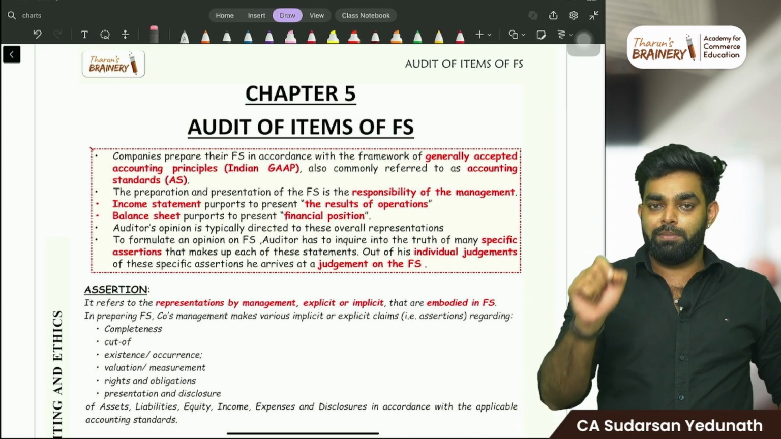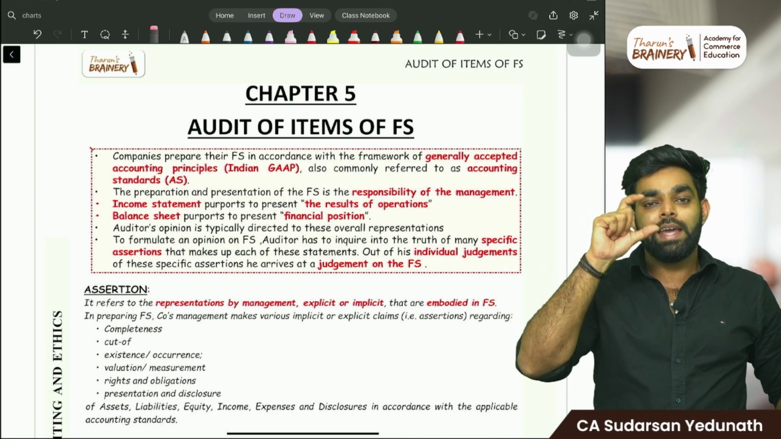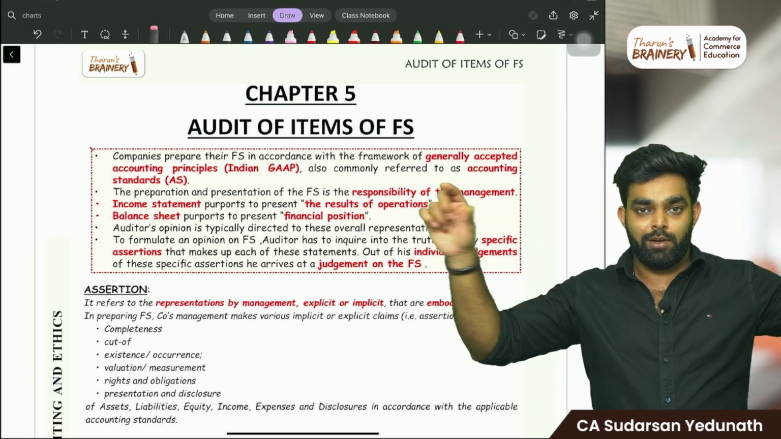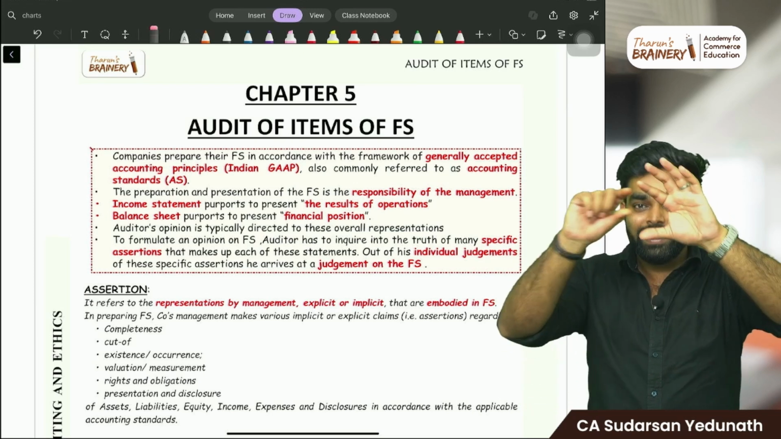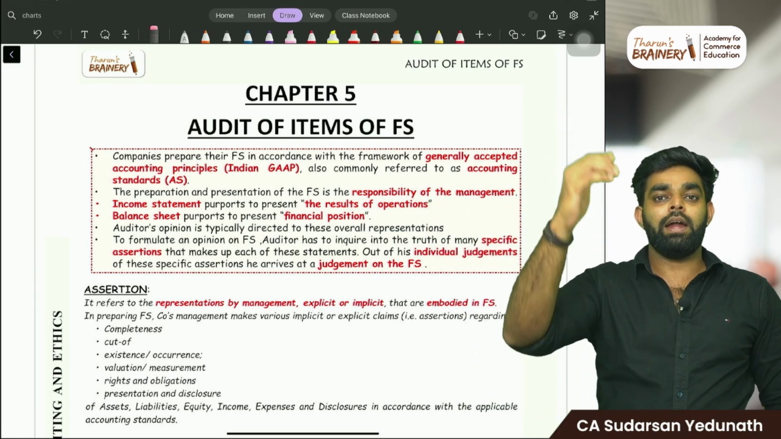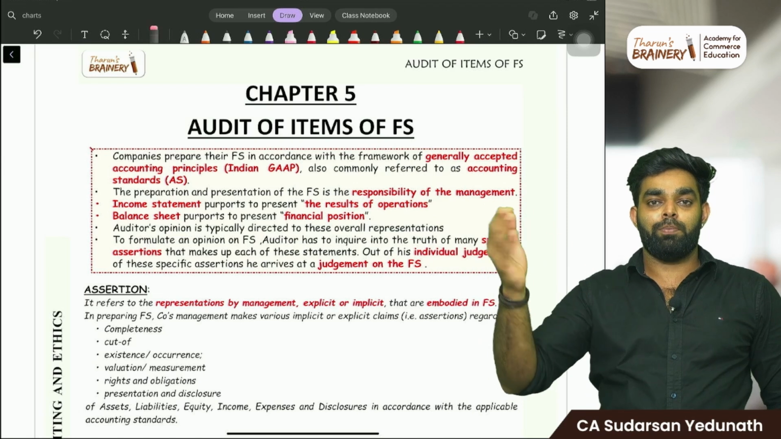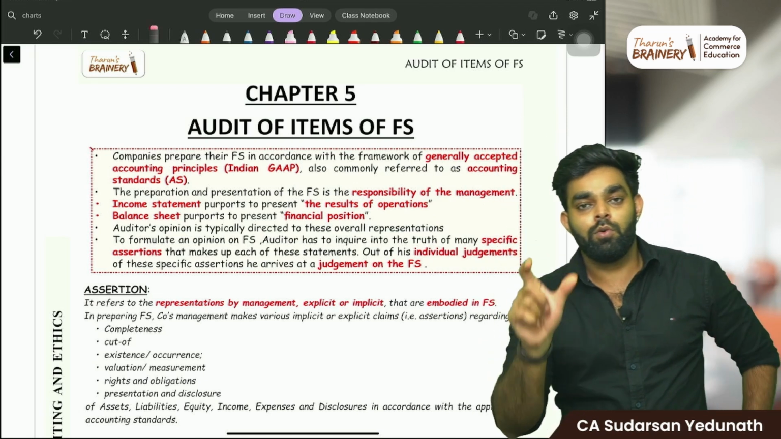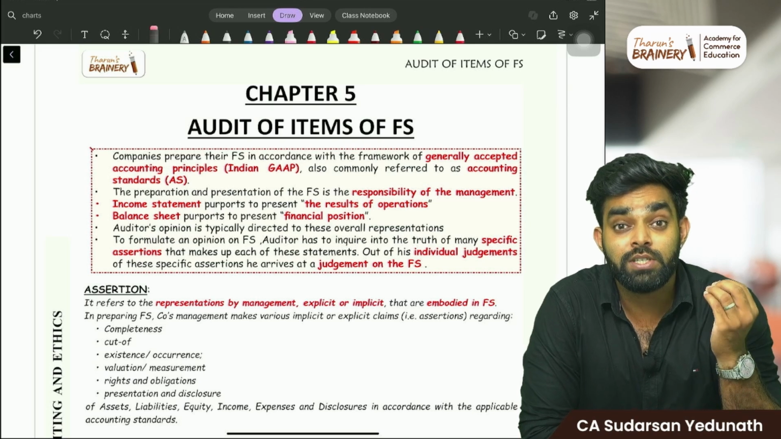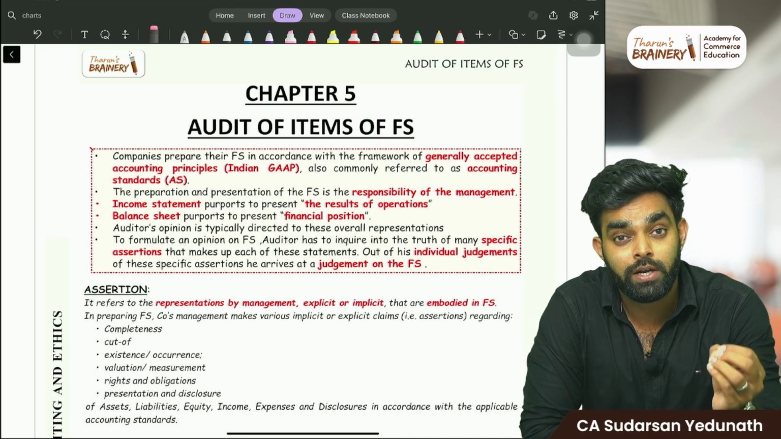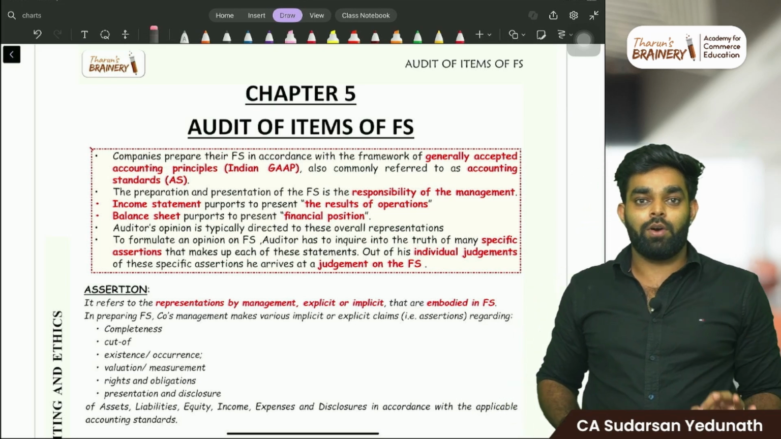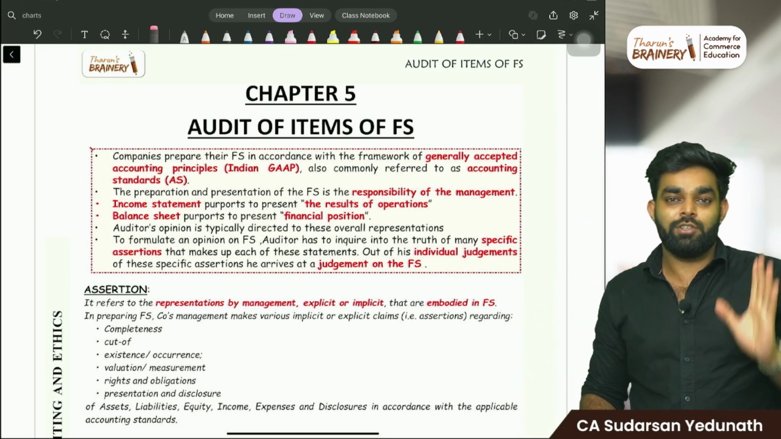In that financial statement, balance sheet and profit and loss account, there are items like share capital, 20 lakh rupees, land and building, 10 lakh rupees, and in the P&L, sales, 1 crore rupees. All these figures will be there. So as an auditor, how should you verify, check and audit each and every item in the financial statement? That is what we call audit of items of financial statements.